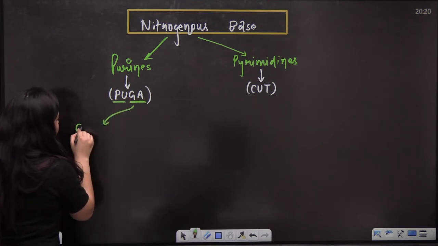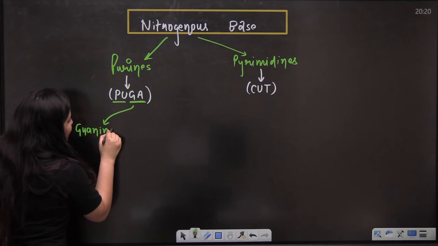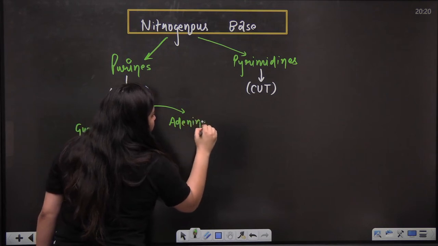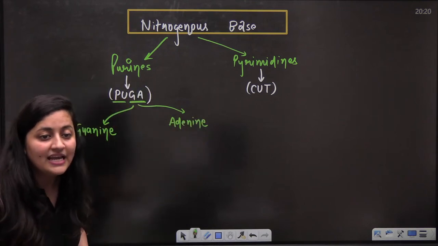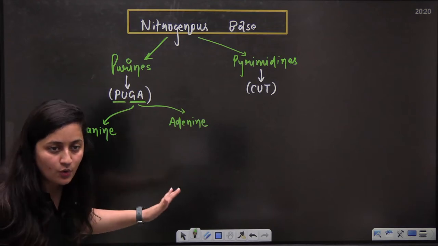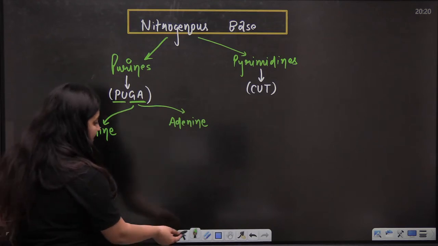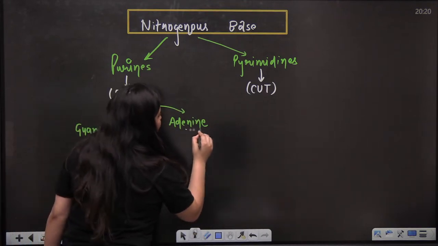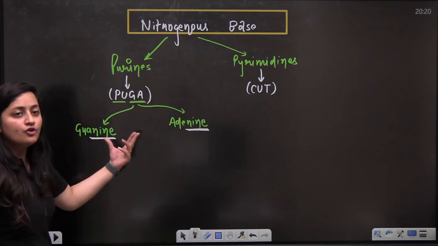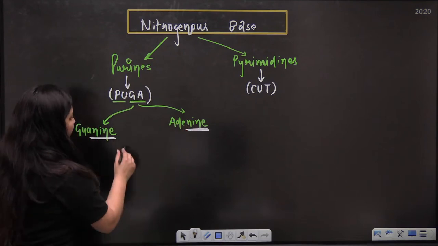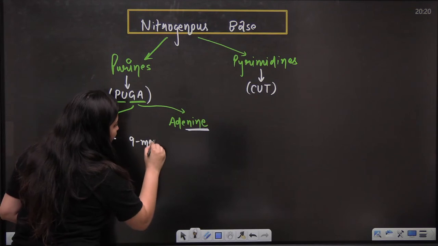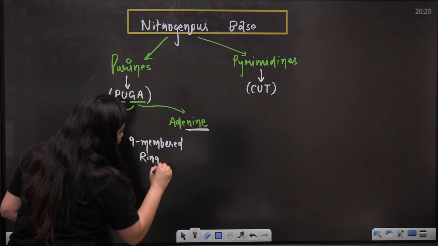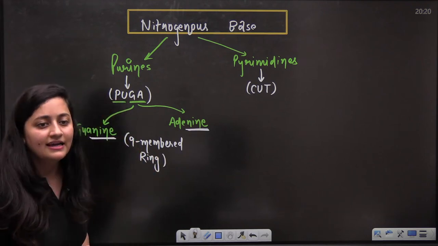You used to get questions from this particular part as well. G stands for guanine, A stands for adenine. Guanine, 9 is the word here. Adenine, 9 is the word here. So from this 9 and 9, you can keep it in your head that it is the 9 membered ring. Is that clear?